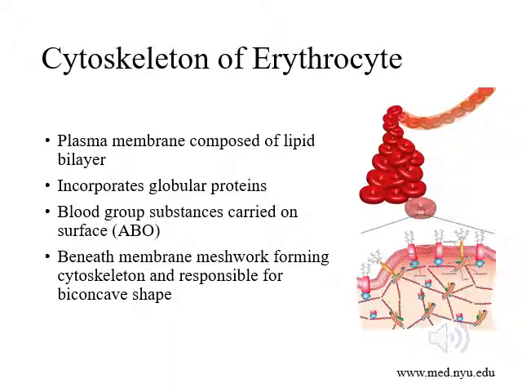Maintaining the biconcave shape of the erythrocyte is a fairly complex cytoskeleton that allows for a lot of flexibility to the red blood cell. The red blood cell will be covered by a standard plasma membrane composed of a lipid bilayer with many globular proteins incorporated within the plasma membrane, and this is where our blood group substances are carried, which allow us to distinguish a type A, B, or O blood type, or AB blood type.